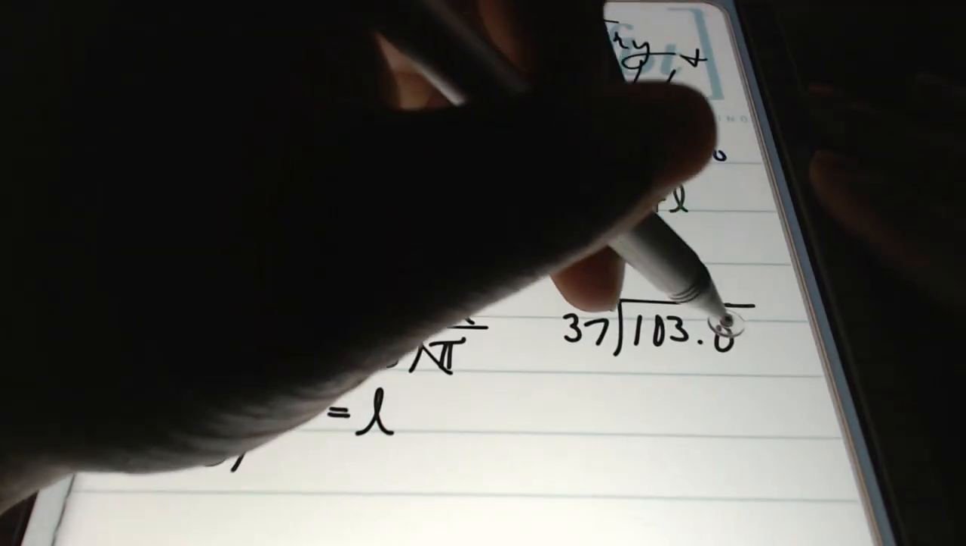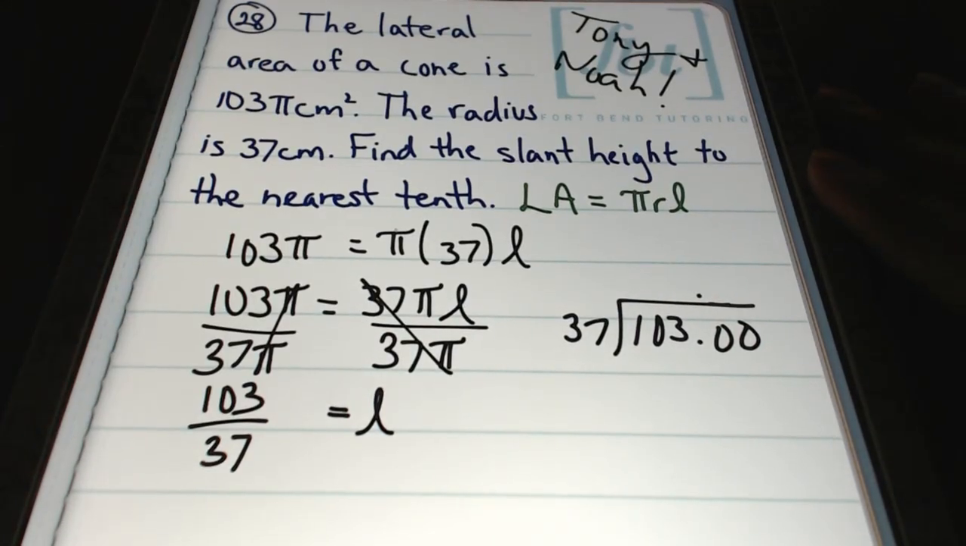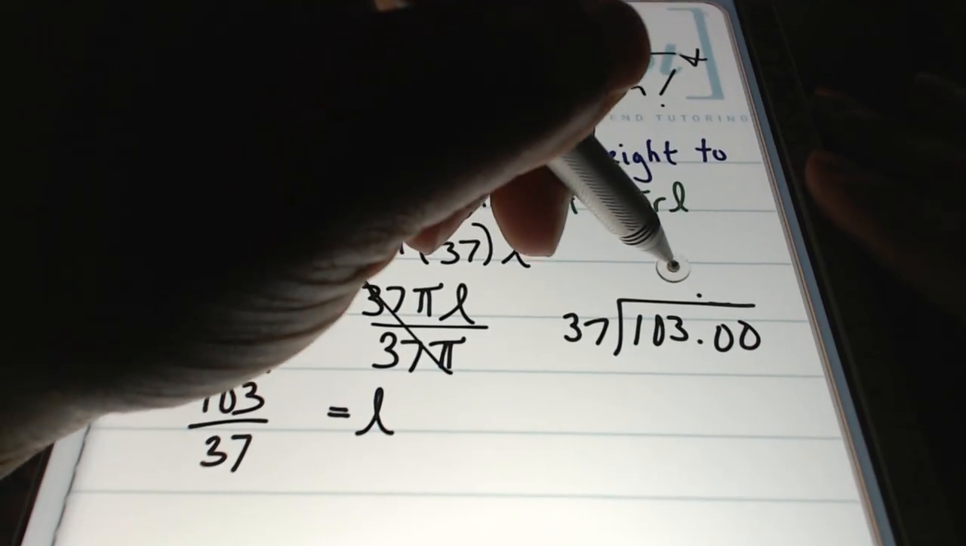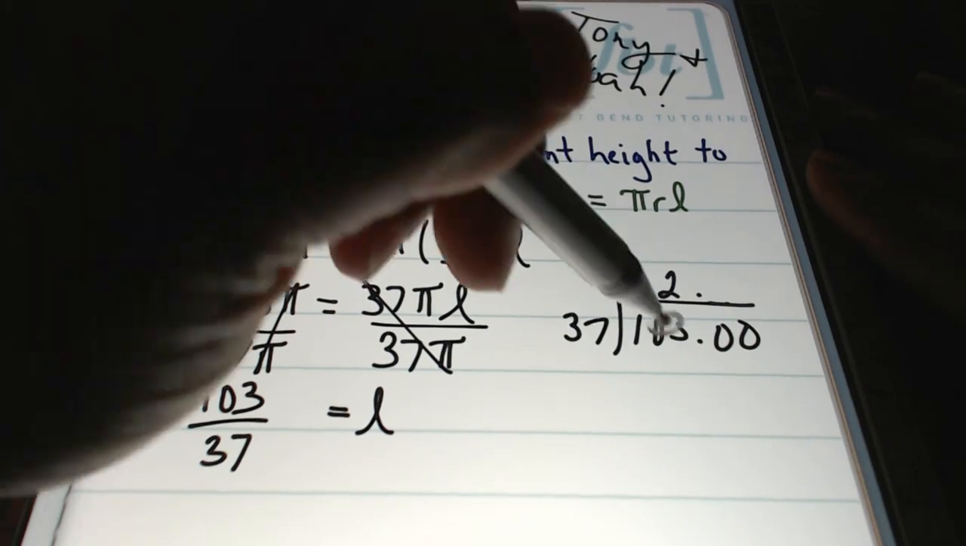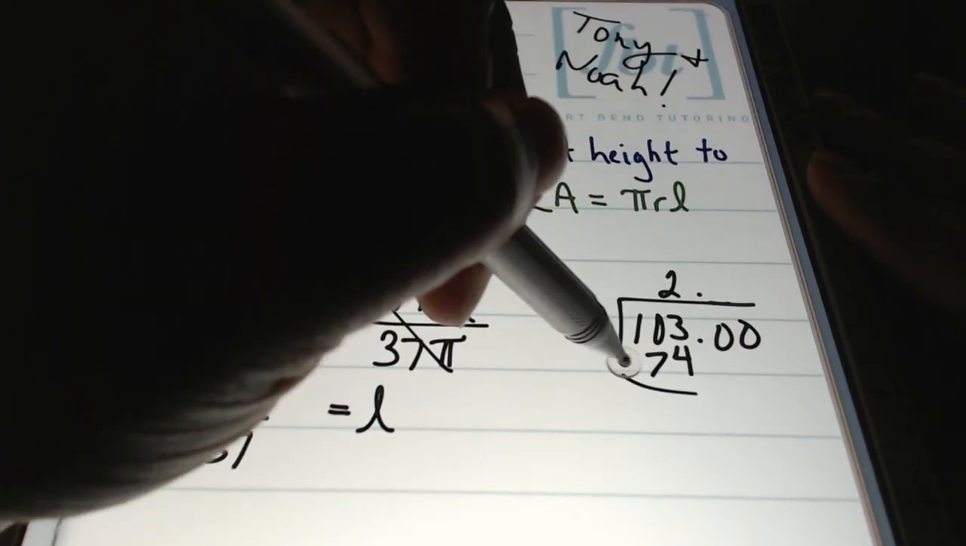We'll show our decimal here. We'll need to go out to the hundredths place to round to the nearest tenth, most likely. And so the 37 will go into 103. That's going to be twice, right? Because 2 times 37 gives us 74. We'll go ahead and subtract from here.